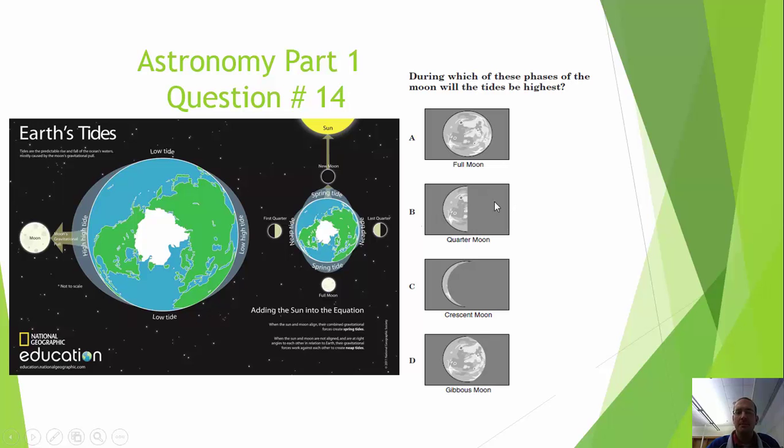You have a quarter moon. It's going to be either the last or the first quarter. And again, these are at 90-degree angles where they're fighting gravitationally, and it's not the high tides or low tides. Crescent moon, same thing, and gibbous moon, also same thing. Neither of these is in the same straight line like we talked about. Best answer here is A. It's going to be a straight line where gravitational pull is going to make the higher high tides and the lower low tides.